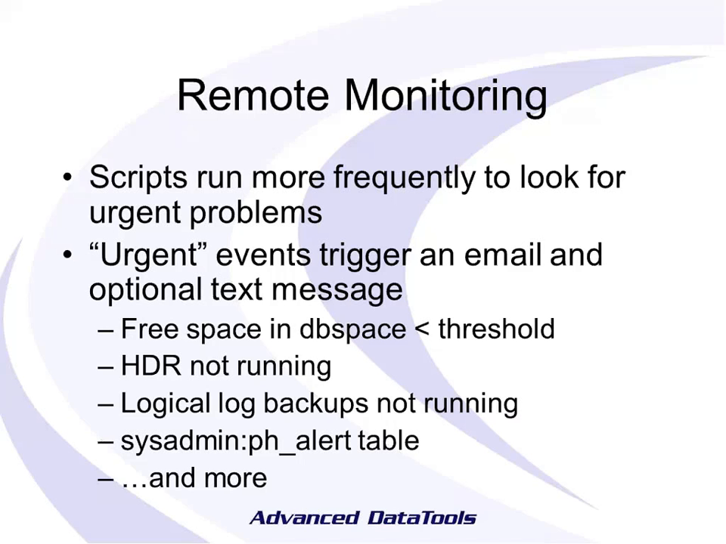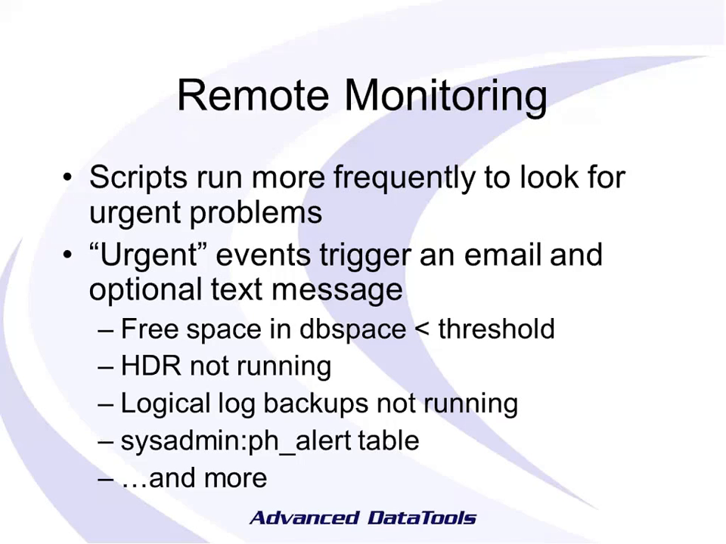Now, with version, I think it was 11.5, there's an ph_alert table in the sysadmin database, and that's really useful for querying to find out some of your critical information. So if you haven't taken a look at that, it's well worth a look. For versions before 11.5, we may need to put something into the alarm program. And of course, that would be called for these different events, and then we can trigger sending a file up to our servers, and that sends an email.